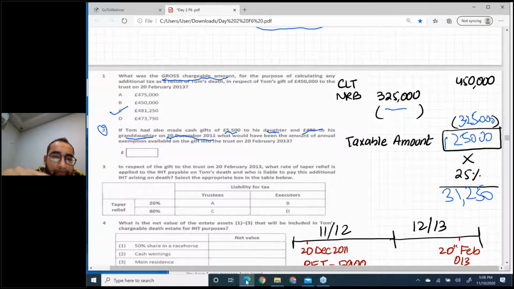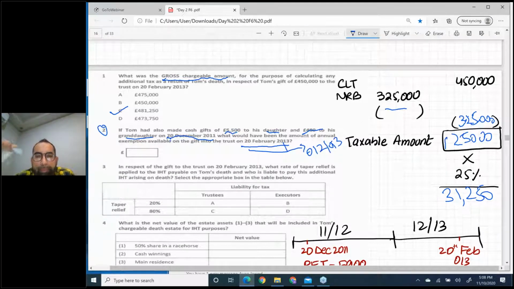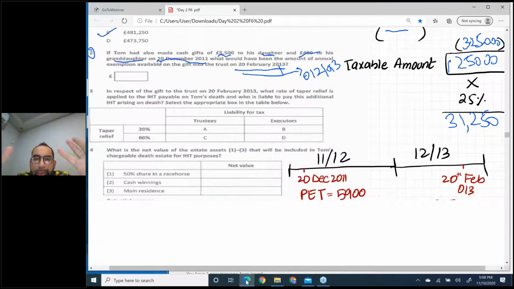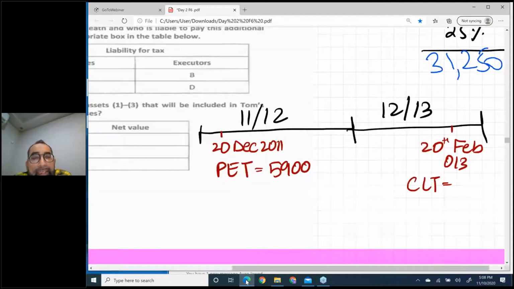What would have been the amount of annual exemption available on the gift into trust on 20th February 13? Now you tell me. 20th February 13 lies in the 12-13 fiscal year. Okay, so now let me explain. Look here. Let me enlarge it. Listen. In his life, he just did these gifts, no other gifts.